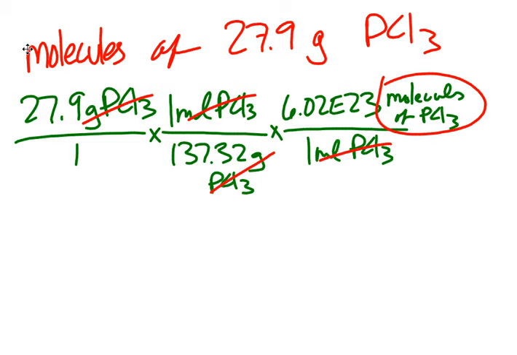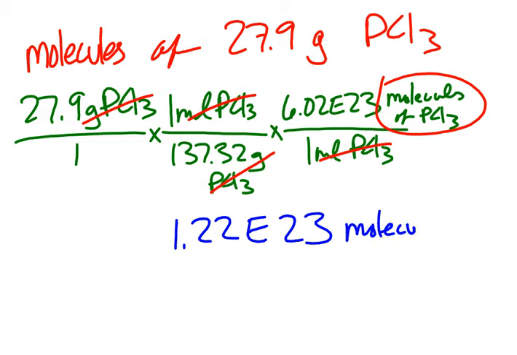And here we go. I'm going to go 6.02 times 10 to the 23rd times 27.9. That value divided by 137.32. And I end up with, with 3 sig figs, 1.22 times 10 to the 23rd molecules of PCl3.